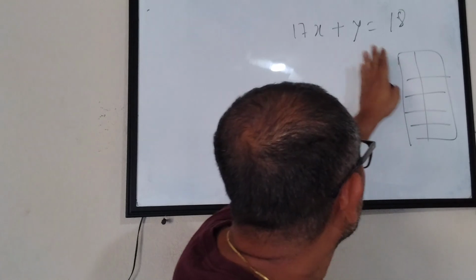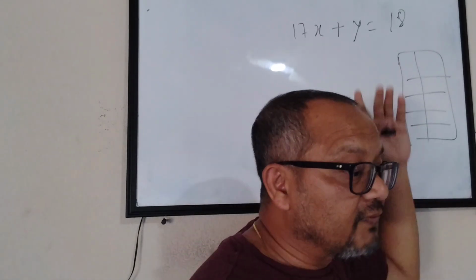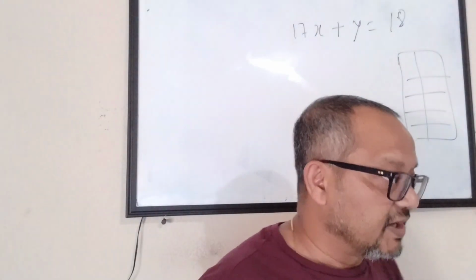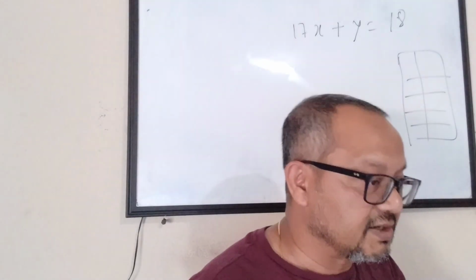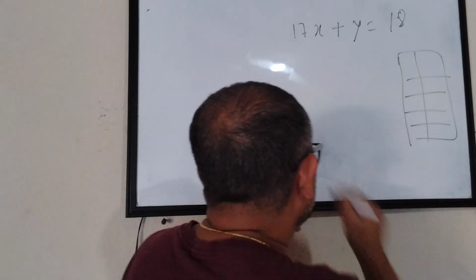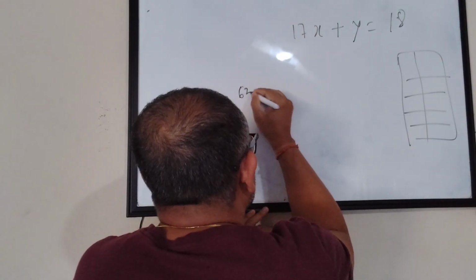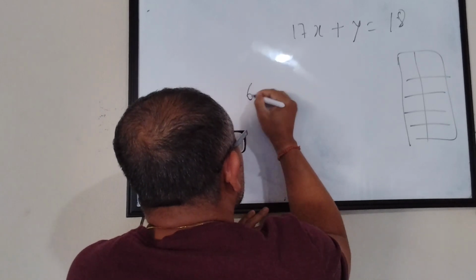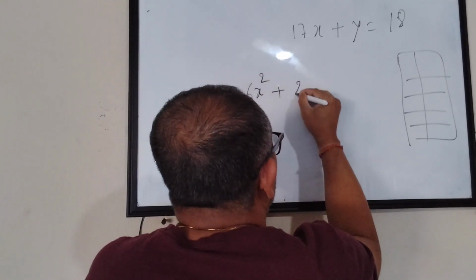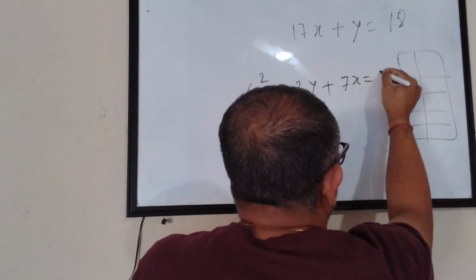What we know is, if I have two variables in the equation, or if you have to solve for two variables, we need two equations. If you have to solve for three variables, we need three equations, and that just goes on. So if I say solve for 6x squared plus 2y plus 7x equals 18.